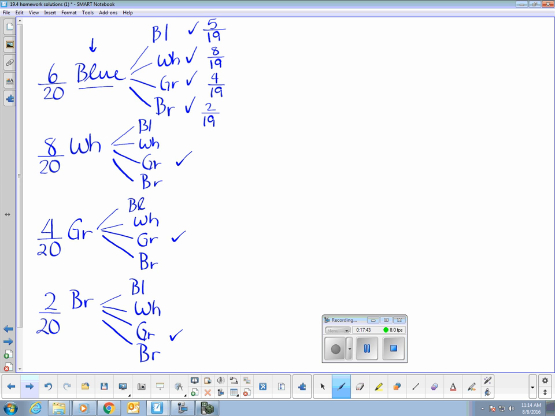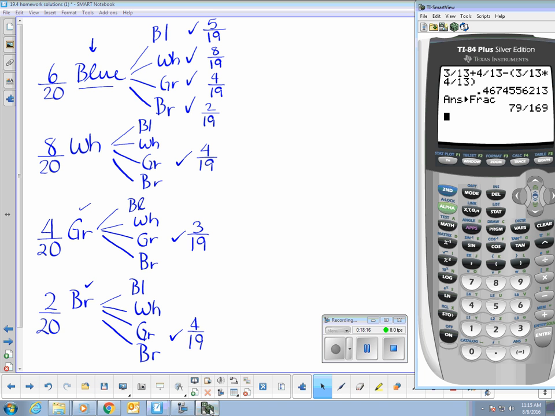Okay. If I first pick a white and then a green, well, there are still 4 green in the drawer, but there are only 19 because I pulled 1 white one out. And if I pick a green sock first, and then I want to pick another green sock, I just have to remember now there's only 3 green socks out of 19. And then if I pick a brown sock first and then a green, well, there's still 4 green out of 19. So we're going to find the probabilities of all of those.